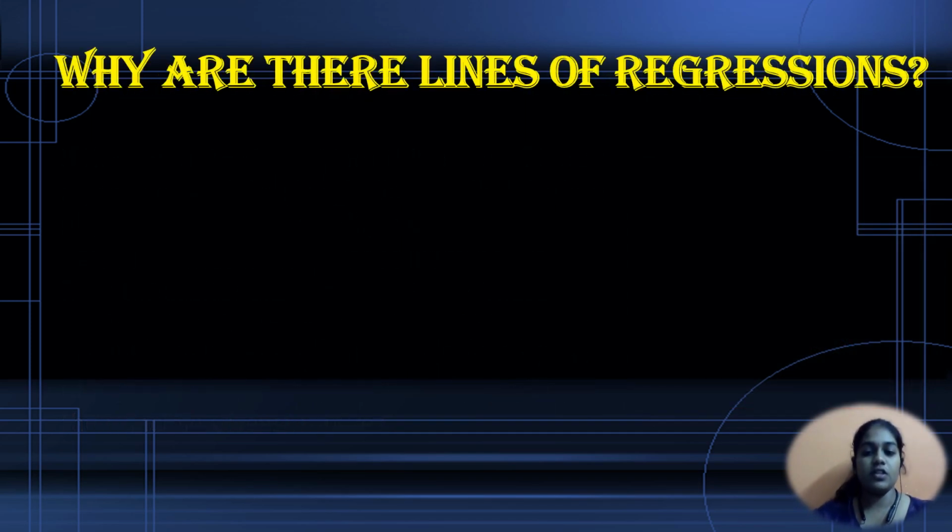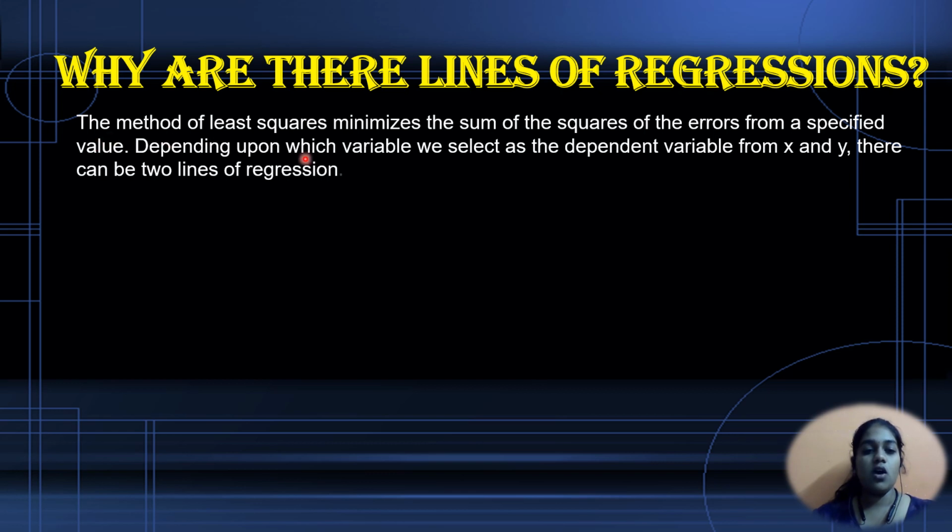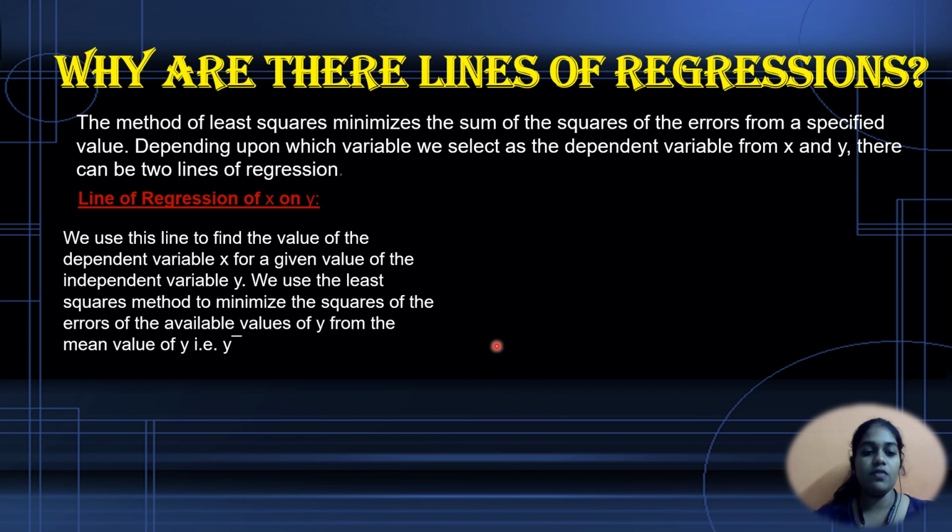Why are there two lines of regression? The method of least squares minimizes the sum of the squares of the errors from the specified value, depending upon which variable we select as independent variable from x and y. There can be two lines of regression, that is, line of regression of x on y. We use this line to find the value of the dependent variable x for the given value of independent variable y. We use the least squares method to minimize the squares of the errors of the available values of y from the mean value of y, that is y bar.